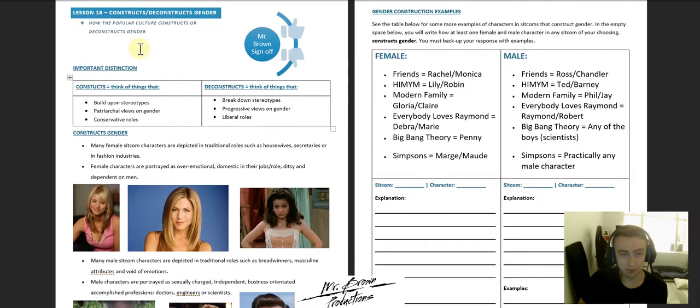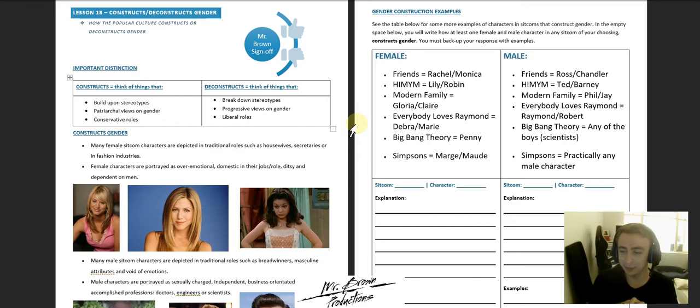So our syllabus dot point is looking at how popular culture constructs or deconstructs gender. So here we're looking at how sitcoms construct or deconstruct gender. Before we get into it, I really want to make an important distinction about what the word construct and the word deconstruct mean.